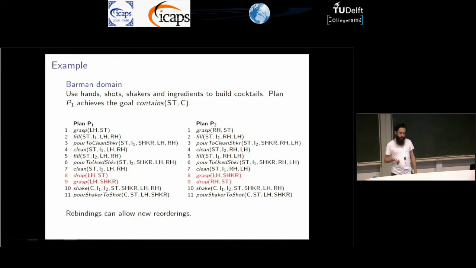What you can also do is, if you do a careful rebinding, you can actually produce a plan which can be reordered in ways that you couldn't reorder the original plan. So in this case, I've shuffled the hands around a little bit. And those two operators marked in red, grasp and drop, you can see in plan 2 they've now been flipped in their order. So yeah, new rebindings can also create new reorderings.